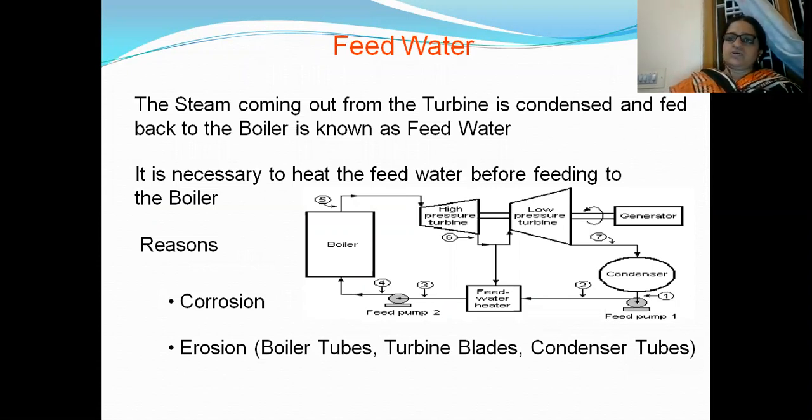The water coming out from the turbine, that is the exhausted or leftover steam, is converted into liquid. This liquid is passed through the low pressure heater and the high pressure heater, and again it is given to the boiler, which is known as feed water. It is necessary to heat the feed water before feeding it to the boiler.